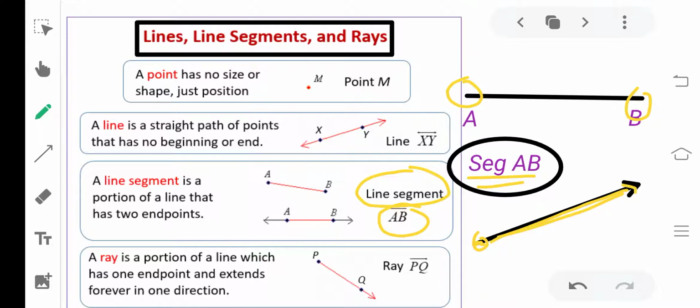Okay, a ray is a part of a line. A ray starts at one point and goes on infinitely in one direction. Okay, the starting point of a ray is called the origin. This point is known as your origin.